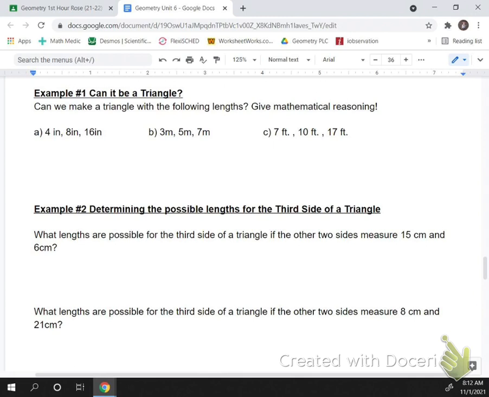Let's do this first one together. Oh, I thought you said if all sides. No. 4 plus 8 is what? 12. Is 12 less than 16? Yes. Does this make a triangle? No.